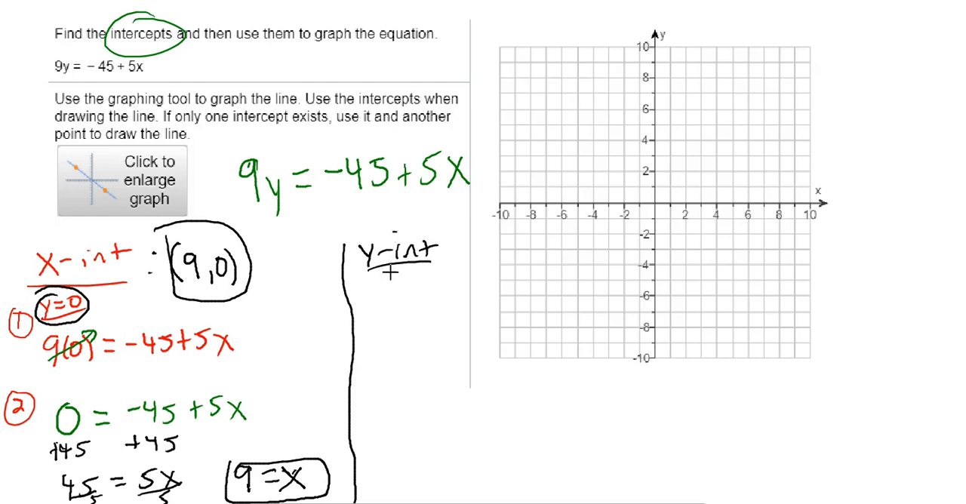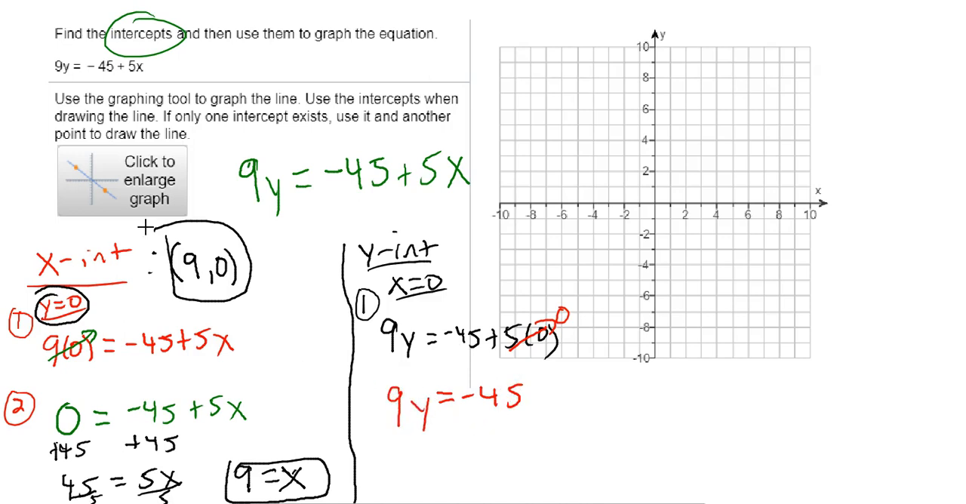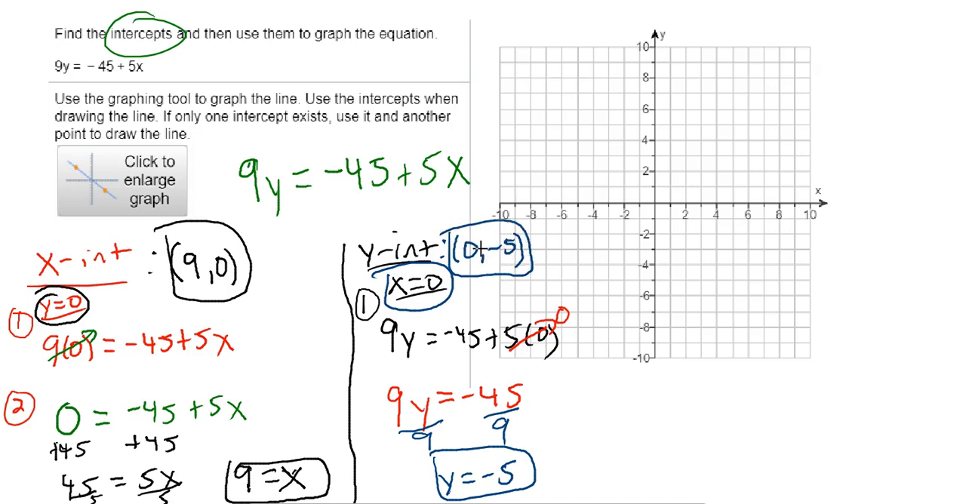Let's go ahead and find the y-intercept. Step 1, we will set x equal to 0. So we will have 9y equals negative 45 plus 5 times 0. So that 5 times 0, that just goes away, right? That's just equal to 0. But then 0 plus negative 45 is still going to be negative 45. So that term just disappears. And now to solve this for y, we just divide by 9 on both sides. And we get y is equal to negative 5. That negative 5 pairs with x equals 0. So my ordered pair is going to be 0, negative 5. And that would be my y-intercept.